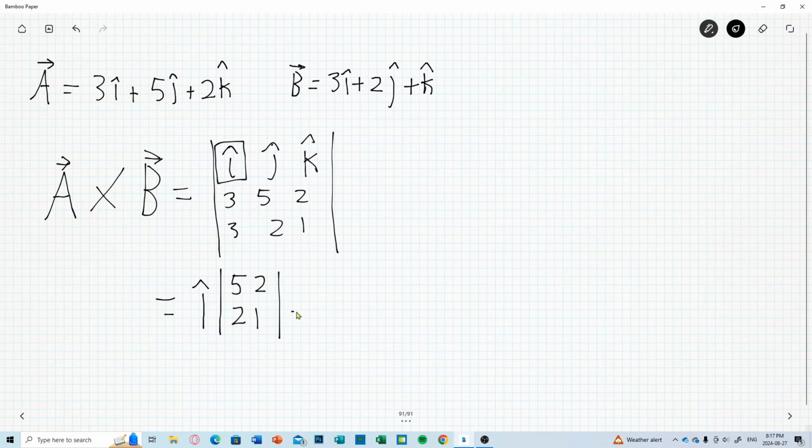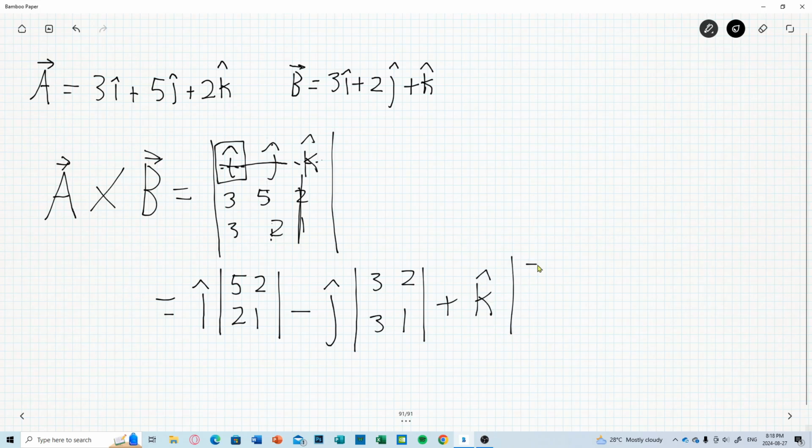Now we're going to subtract, because we have to alternate positive and negative, our j. If we cross out the j, we're going to ignore the i, the k, and the 5 and the 2, which leaves us with 3, 2, 3, and 1. As our last one is the k, if we ignore the i and the j, we're going to ignore the 2 and the 1, and we're going to add k, and the remaining, which is 3, 5, 3, and 2. Now we're going to find the determinant of all of them.